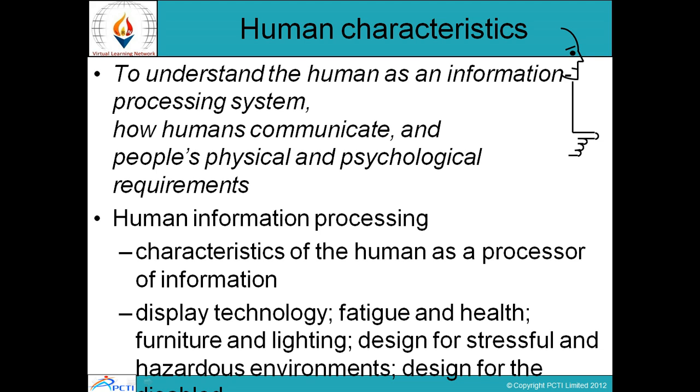Apart from this, human information processing also includes characteristics of the human as a processor of information, display technology, fatigue, health, furniture and lighting, design for stressful and hazardous environment. So these are the parameters that we must track while designing the human interface.